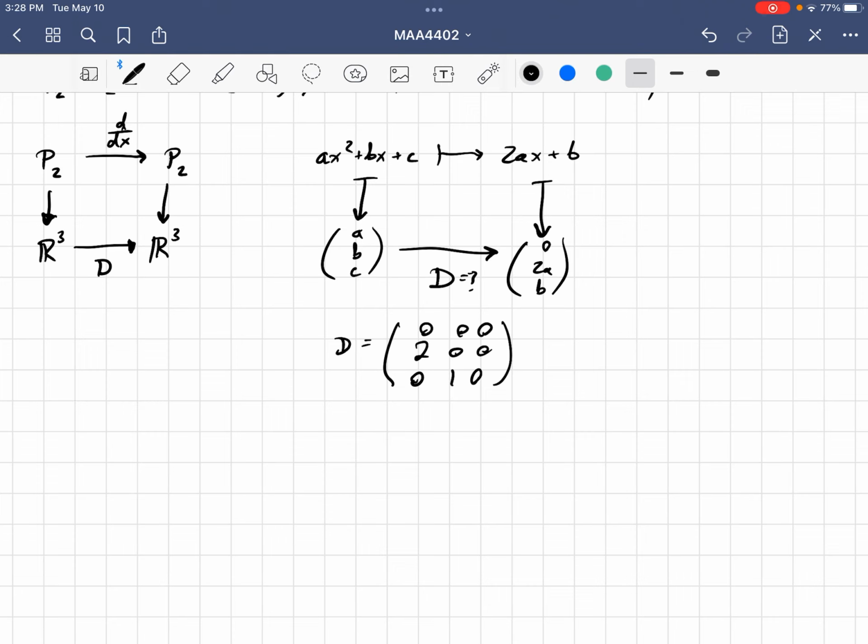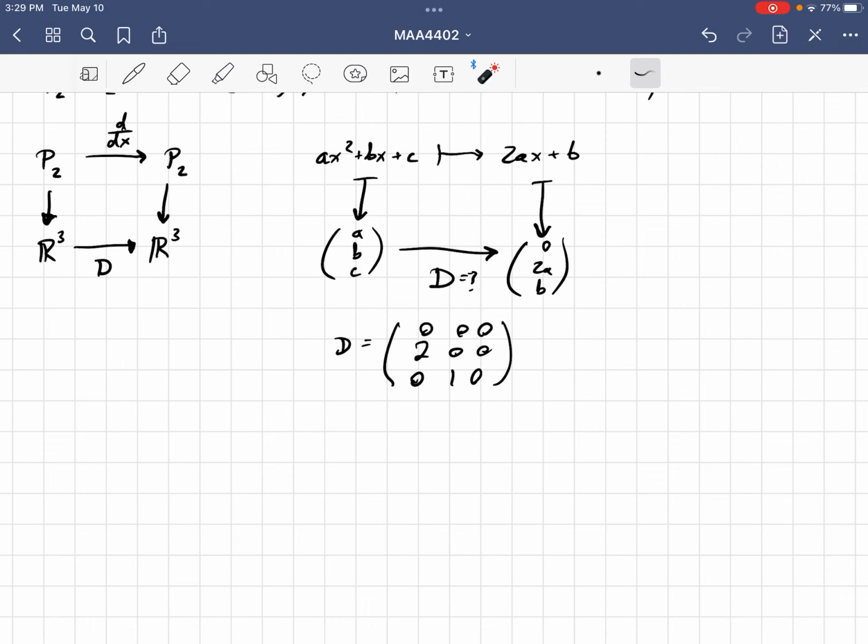And this kind of makes sense because we have this 2 matching up with that 2, corresponding to a power of 1, since it's in the second row, and then this b here corresponding to a power of x to the 0 because it's on the third row.